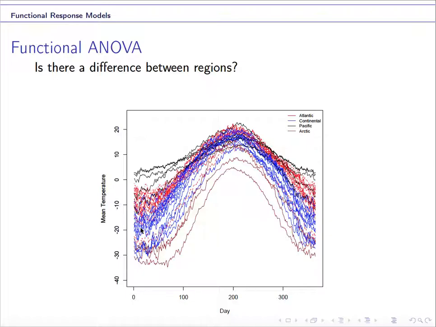For the Atlantic and the Pacific, their summers are pretty close. But you can see these red curves, which are Atlantic cities, their winter is colder than the Pacific. Okay, so this is some of the information we can see when we look at this data. I also want to emphasize that functional data is very complicated. So I always encourage you to plot the curves first and make sure you take a look at what the data looks like before you do any analysis. This is very important.